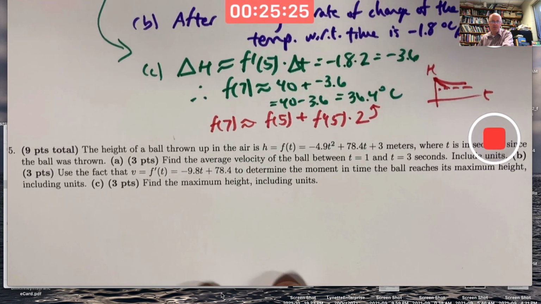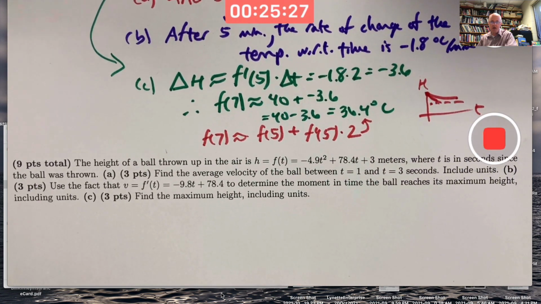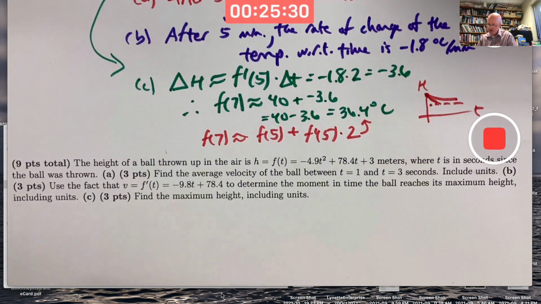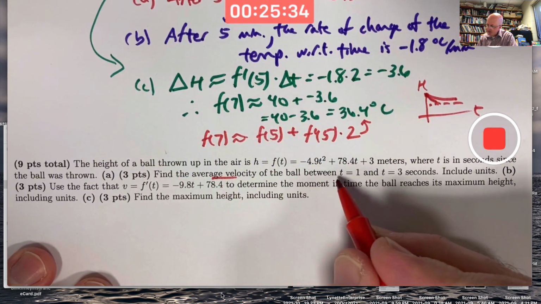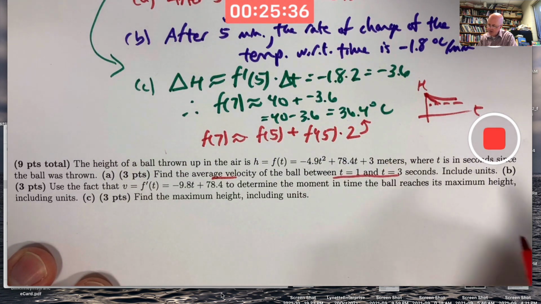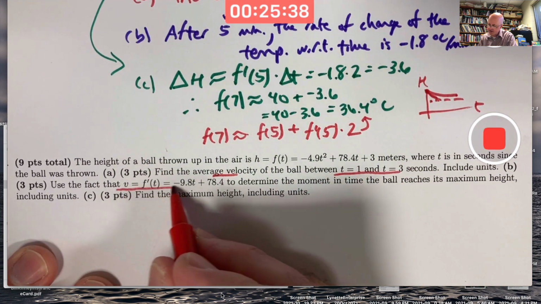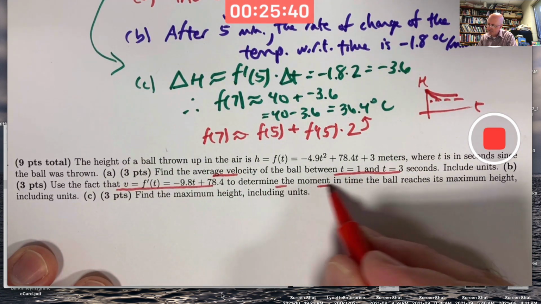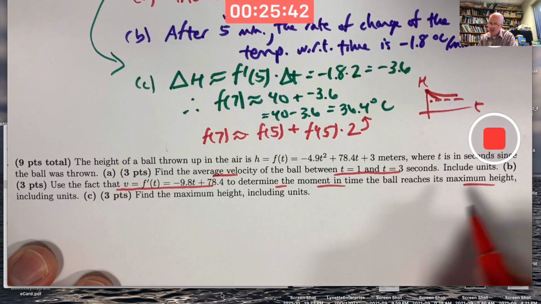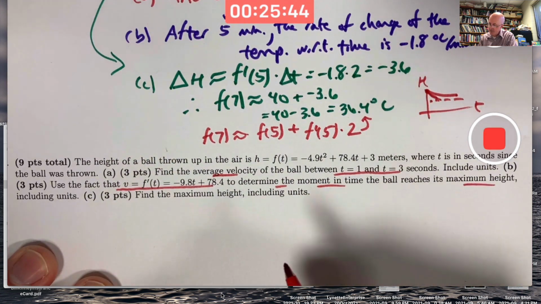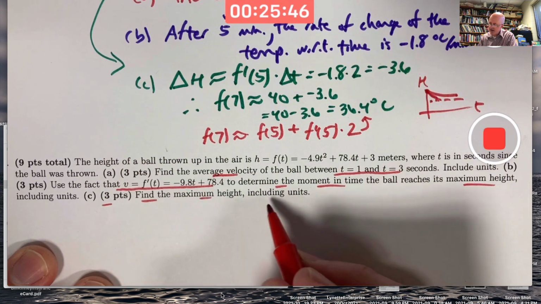Number 15. The height of a ball thrown up in the air is given by that equation in meters. Part A, find the average velocity between time 1 and time 3. Part B, use the fact that the derivative is this to determine the moment in time when the ball reaches the maximum height. That'll be when the velocity is 0. C, find the maximum height including units.